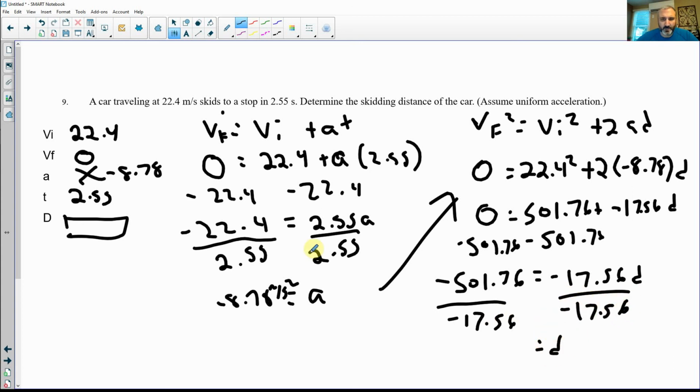D will be 501.76 divided by negative 17.56. D is 28.57 meters. So I hope this one was a little tricky. You needed to figure out the acceleration first. Finally, last one.